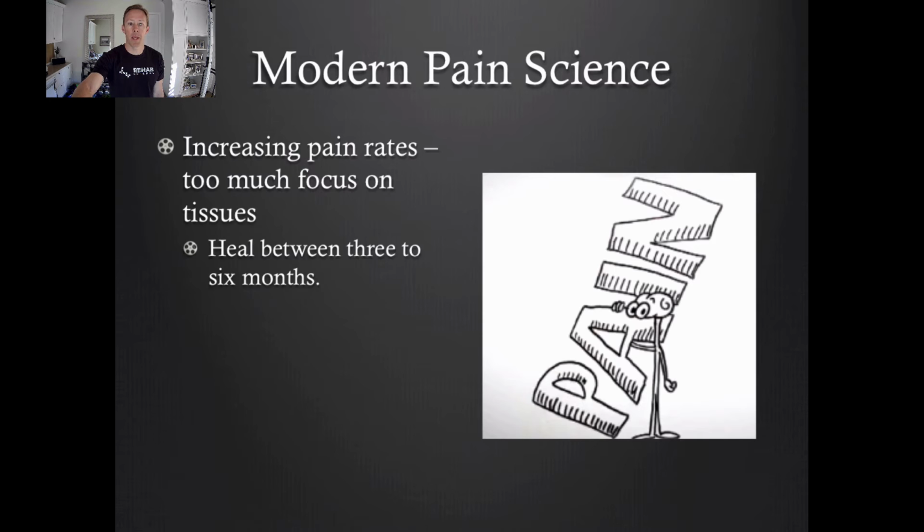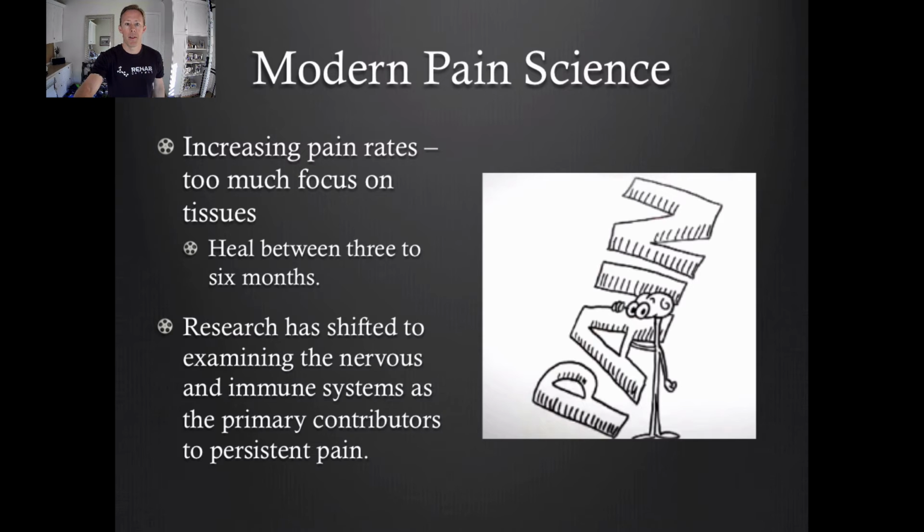So when we look at modern pain science, as I said before, we see these increasing pain rates, and much of the reason we probably don't do a great job in the medical and rehab worlds, again, is because we focus too much on the tissues of the body. Most tissues in the body are going to heal between 3 to 6 months, which is why if pain goes beyond that time frame, we start to think about it as maybe a chronic pain state. So we've got to remember that even if somebody's had an injury, most injuries are going to heal in 3 to 6 months, depending on the blood supply, the grade of the injury, things like that.